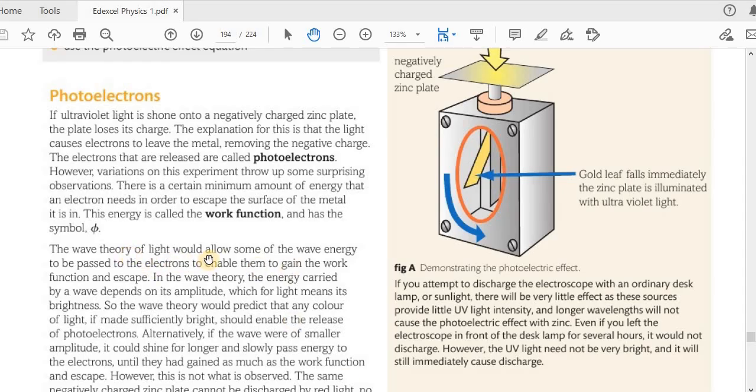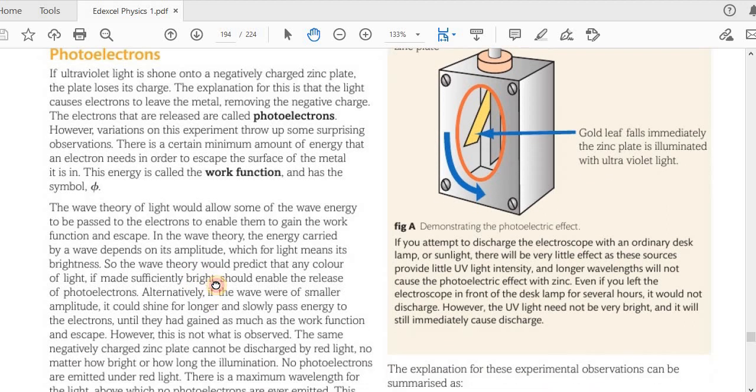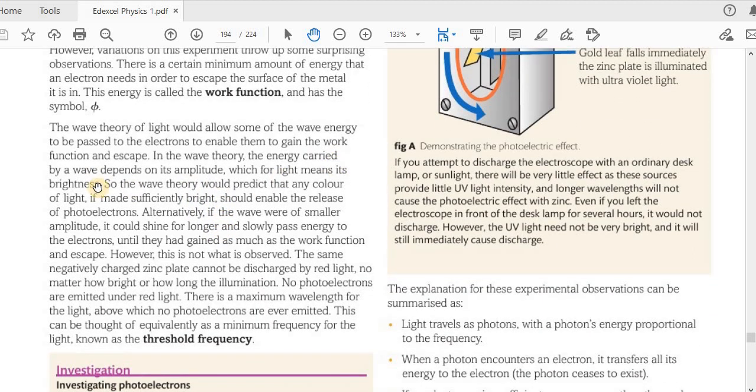The wave theory of light would allow some of the wave energy to be passed to the electrons to enable them to gain the work function and escape. In wave theory, the energy carried by a wave depends on its amplitude. So if it's a wave, the energy depends on the amplitude also. For example, an easy way to understand this is sound waves. The louder the sound, the greater the amplitude of the sound. So if the amplitude of sound waves is high, you will hear a loud sound. It carries more energy. That's why it hurts your ears.